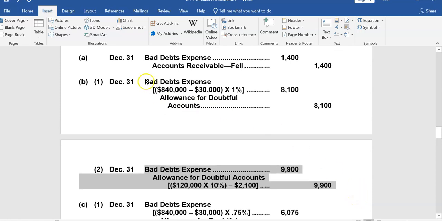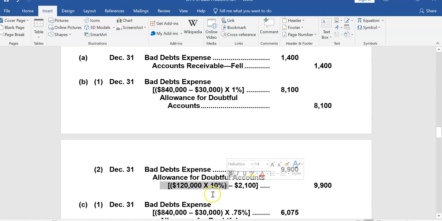Notice the difference between these. Percentage of sales method is simply taking the amount of the sales times the percentage uncollectible to get the bad debt expense. However, the percentage of accounts receivable method first calculates the balance needed in the allowance account. And then the second step is to compare the needed balance in the allowance account to the current balance.